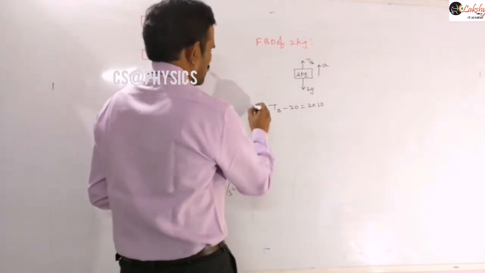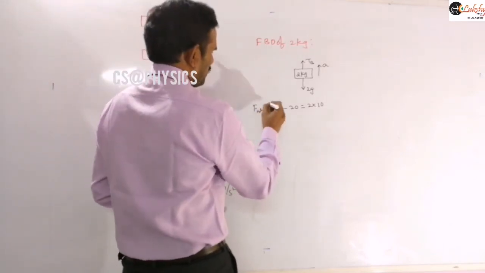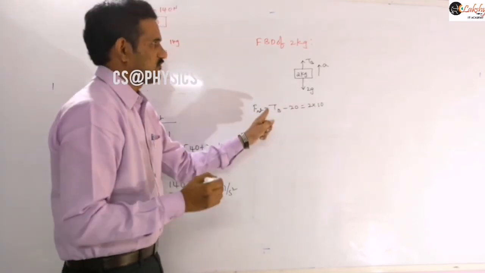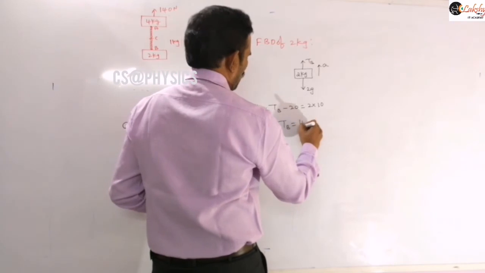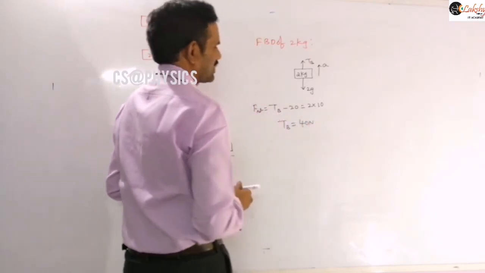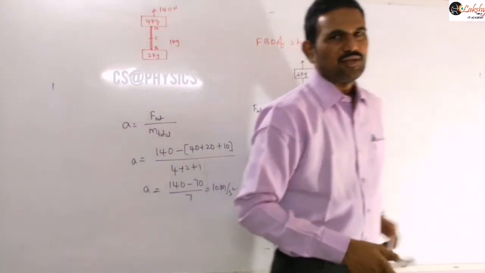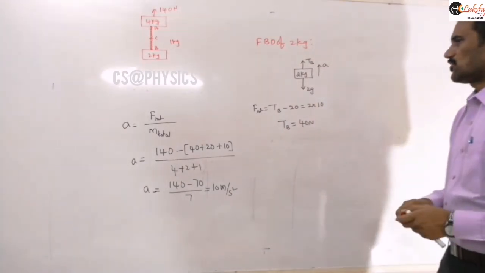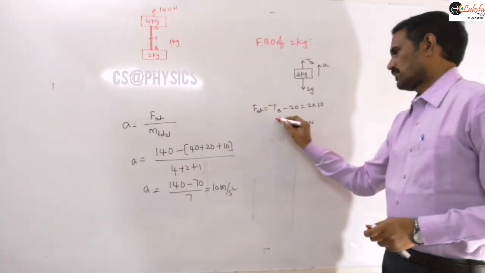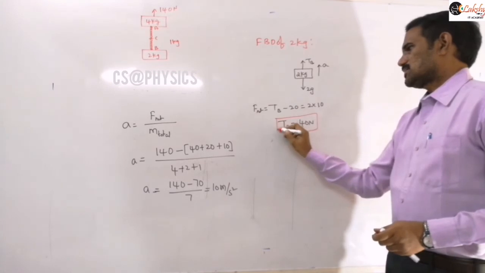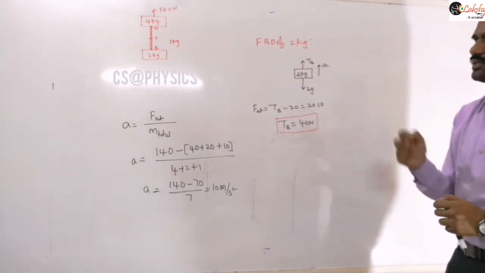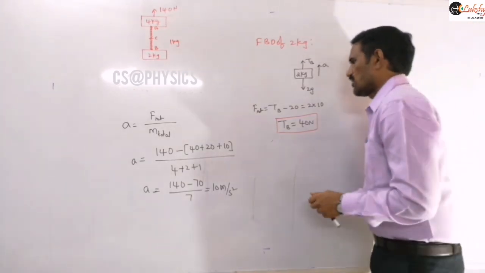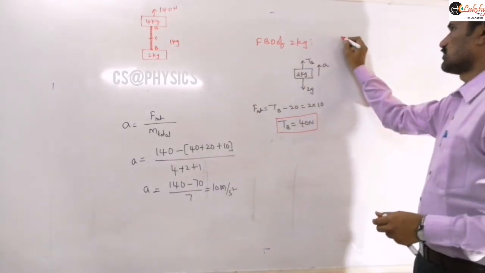Net force for that block, net force is equal to MA. So net force is T minus 20. Therefore this TB is equal to 40 newtons you will get here. So tension at point B is 40 newtons. Next, similarly, let us take the 4 kg block. Then you will get the tension at point A. So now I am taking the FBD of the 4 kg block.